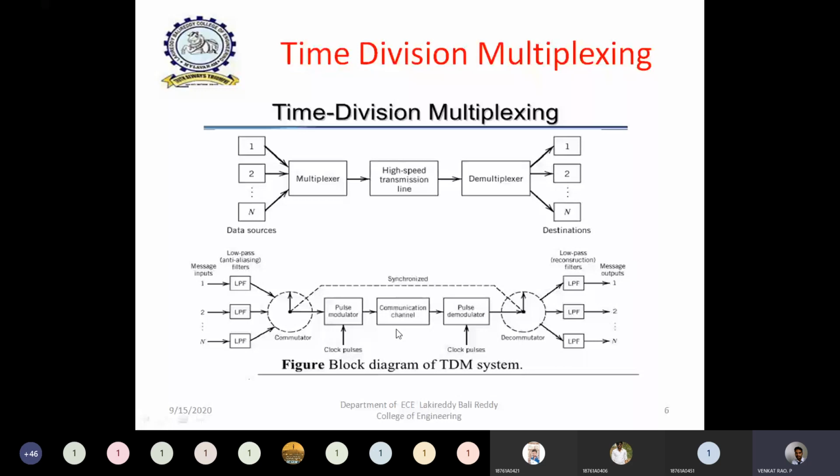Similarly, on the receiver side, we have a decommutator. So again, there is a switch. Both the commutator and decommutator operate based on a single synchronized clock pulse.